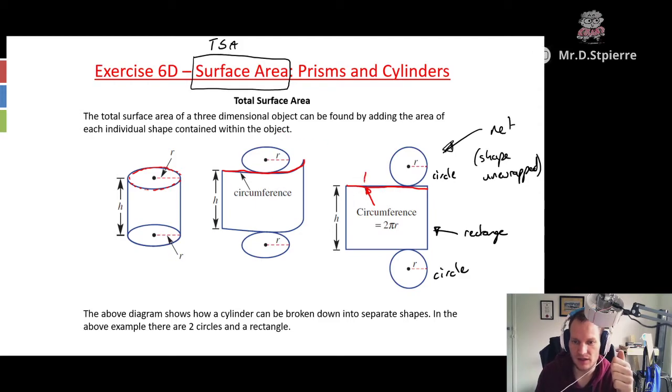We could effectively say this is the length of our rectangle, because the area of a rectangle is equal to width times length. In this case, the length is our circumference, so it's going to be 2 pi r for the area of the rectangle. Now, the area of a circle is equal to pi r squared. And we have two circles and a rectangle. We can add all of that together to get a formula for the total surface area of a cylinder.